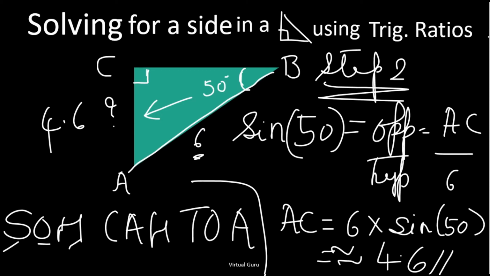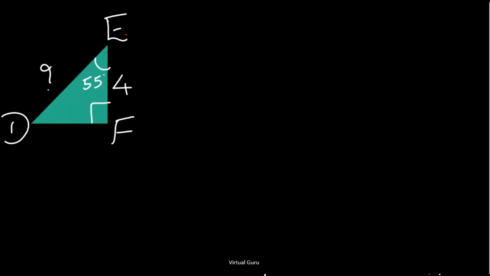If at all you are even now wondering how to find it, I will show you some more examples so that you are not confused. Let's go on to our second problem, that is our triangle DEF, which is already given in the question, and you have to find the side DE. We are given the angle formed between DE and EF, that is 55 degrees, and the side EF is given as 4.